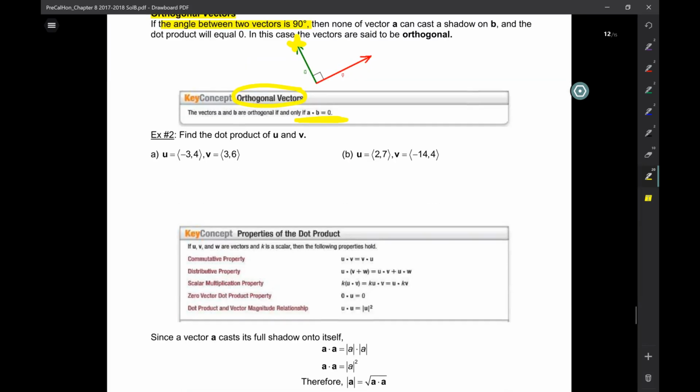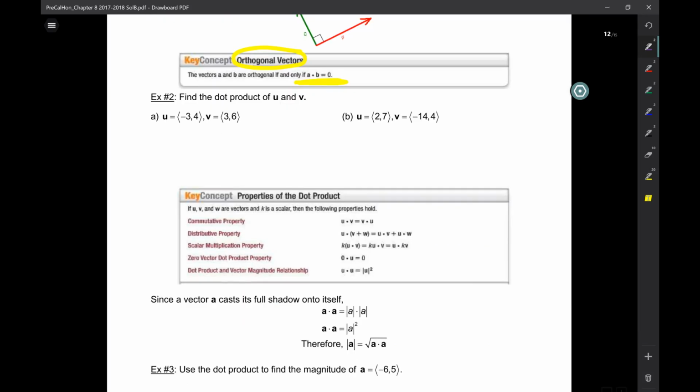All right, so let's go to this next example just to find the dot product. U dot V is equal to, we multiply the first components, so negative 3 times 3, plus 4 times 6.